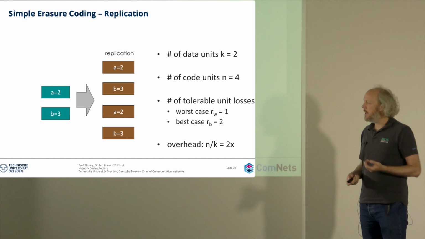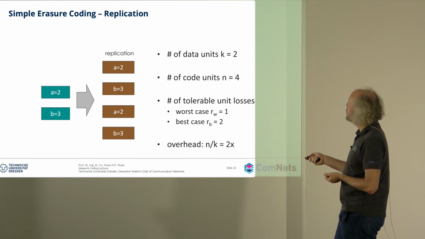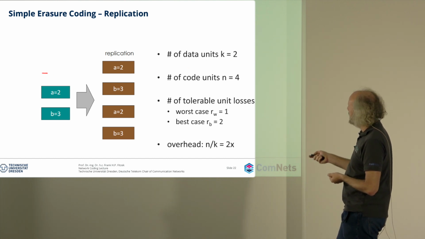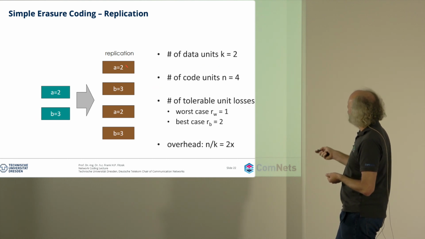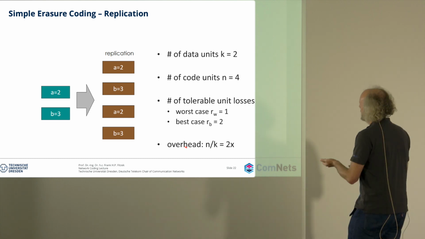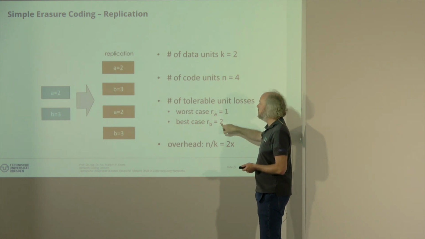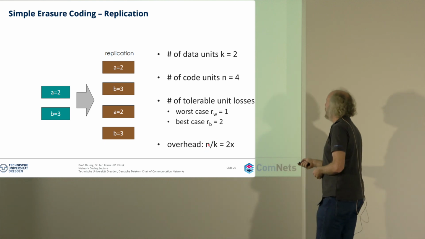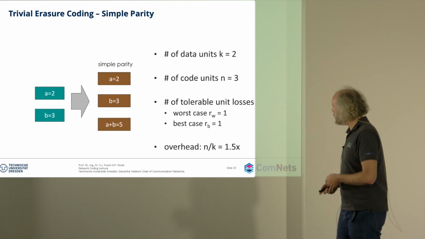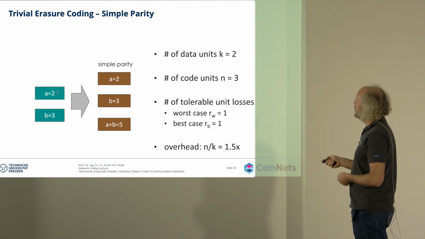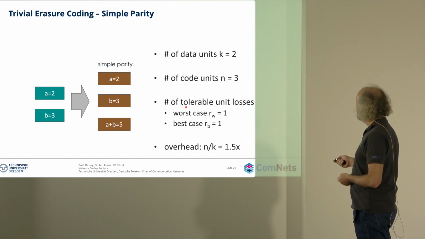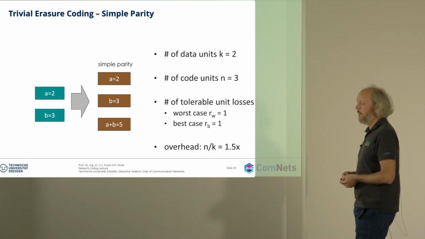To give you some numbers for that, again here, if A would be equal to 2, B is equal to 3. Replication code, it's very easy. Now you have 2, K is the number of original data, N is the number of coded data. It's a repetition code, right? It's just a simply copy. And then you have the number of tolerable unit losses. In the worst case, it's 1. In the best case, it's 2. And the overhead is always N over K equal to 2x in this case. If you do a simple parity code, you have A and B as the original one, you get 1 linear combination. Now you see number of tolerable unit losses is worst and best case is the same. And the overhead here is N over K 1.5. It's a little bit less, right?